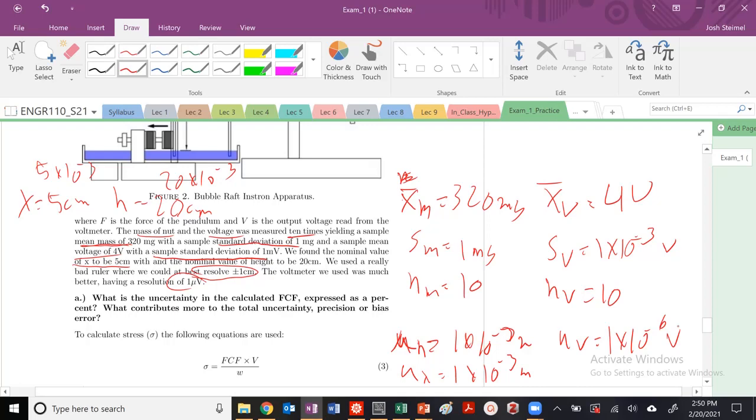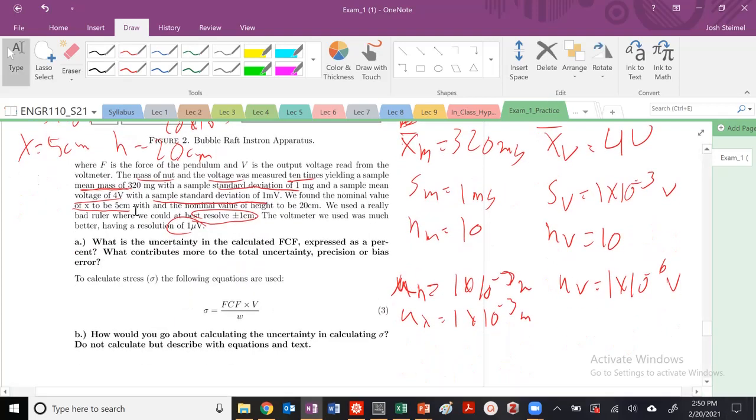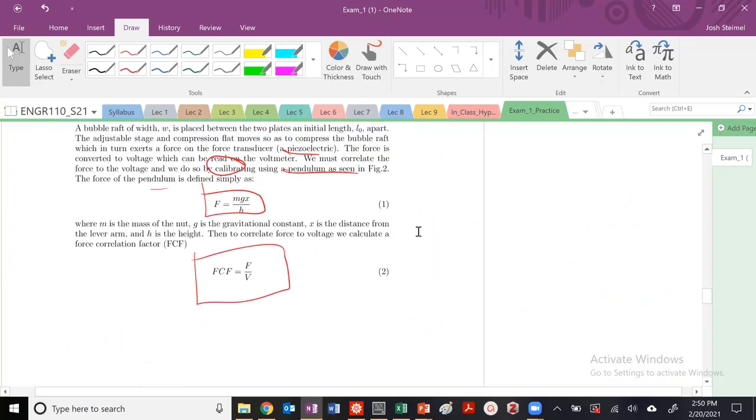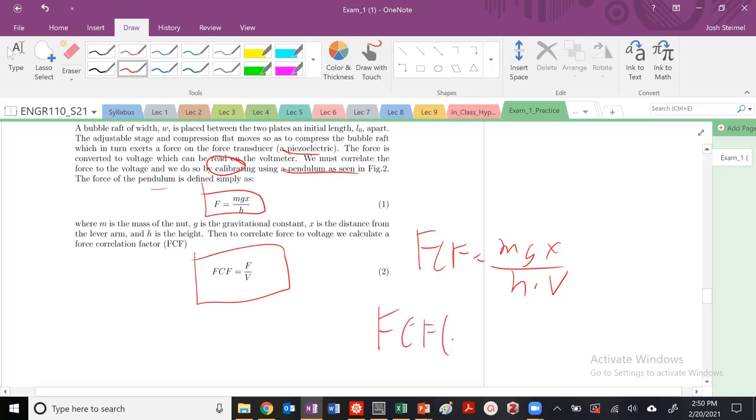So we are asked, what is the uncertainty calculated in the FCF, expressed as a percentage? What contributes more to the total uncertainty, precision or bias error? Our FCF equation was given above: FCF is equal to mgx over h times V, so force divided by voltage. So our FCF is a function of m, g, x, h, and V.